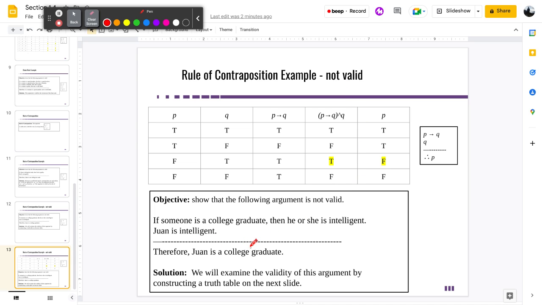That idea of Juan going to college, we don't really know that. We can say, well, that doesn't have to be. Just because he's intelligent doesn't mean that he's going to go to college, whereas the other examples were slightly different.